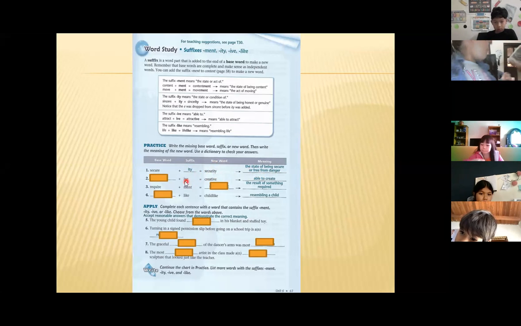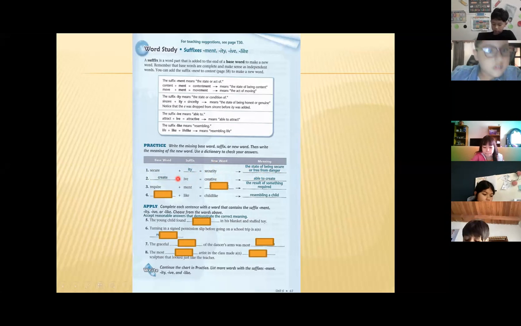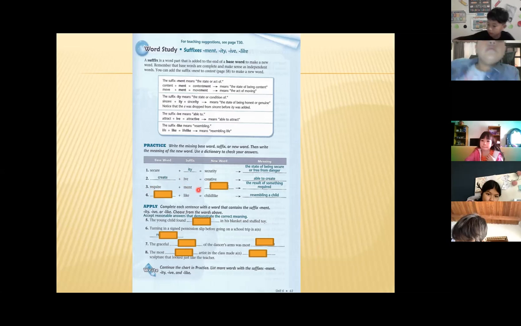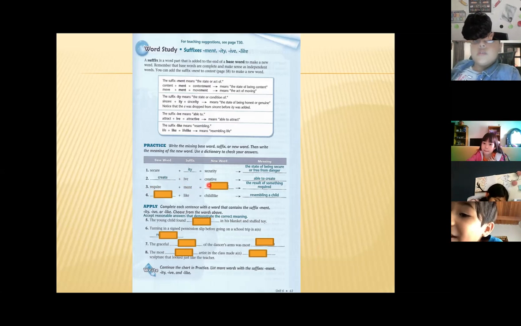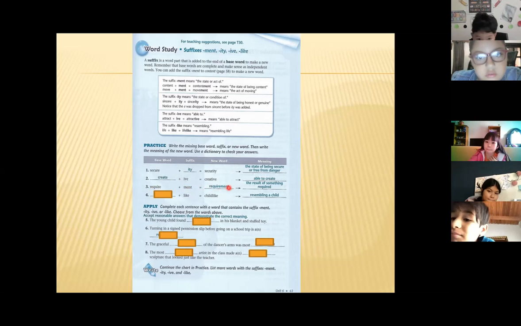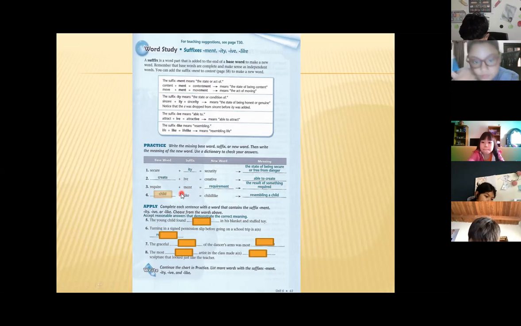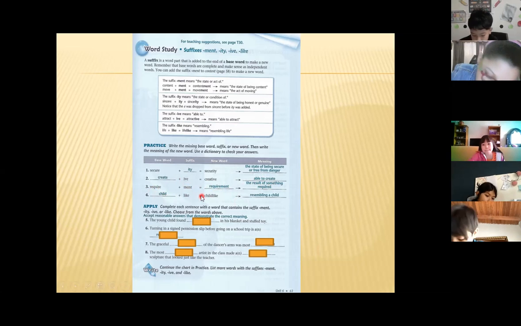What is the next word? We don't know the word, plus if, we have creative. What is going to be the word? Create. That's right. So create plus if, we have creative, able to create. What about the next one? We have require plus meant. Requirement. Requirement, it's a new word. So it's the result of something that is required. Excellent. And the last word for the practice, we have like, equal to childlike. Child. Excellent.